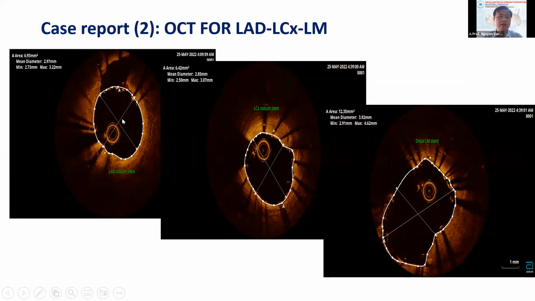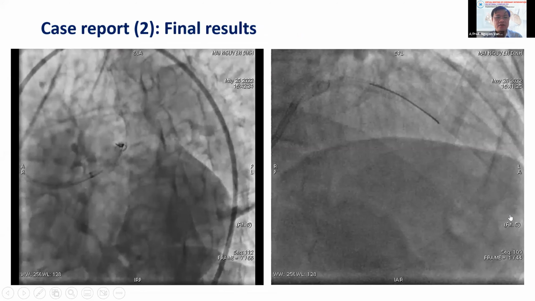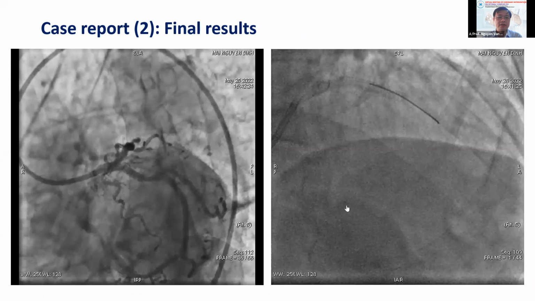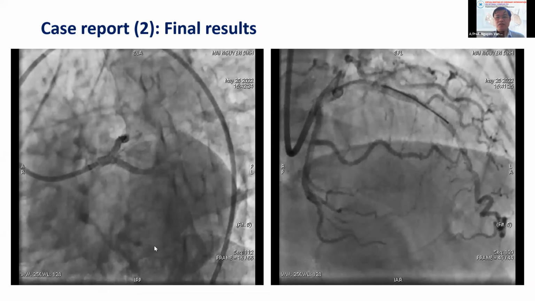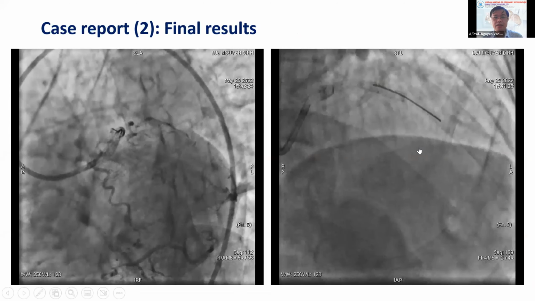This picture shows the diameter MSAs from the ostial LAD and the LCx and the distal left main, very large. So the final look at the picture is very nice. Good flow from the left main to the LAD and circumflex.